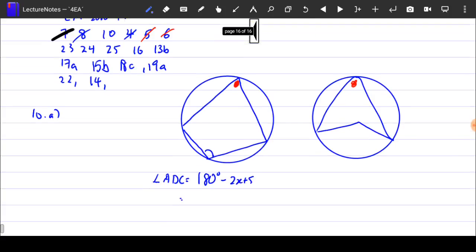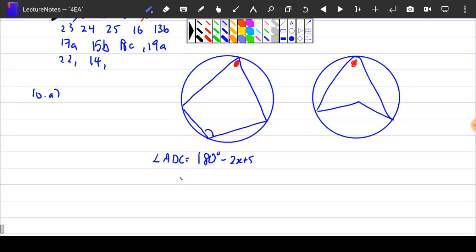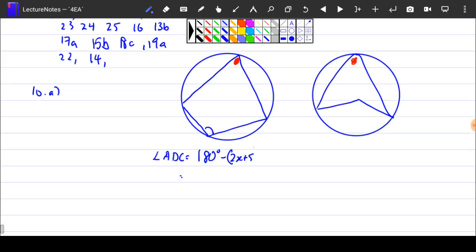What is wrong here? Bracket. Always remember to put bracket. So 180 minus (2x plus 5), which is 180 minus 2x minus 5, 175 minus 2x. So that's the first answer.